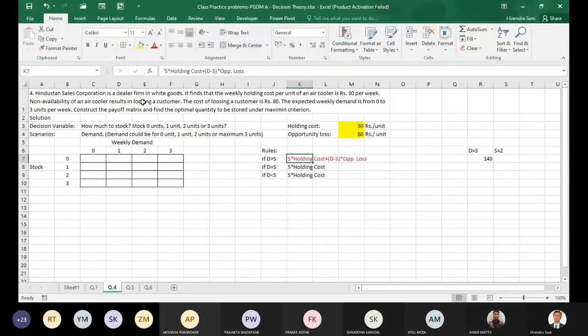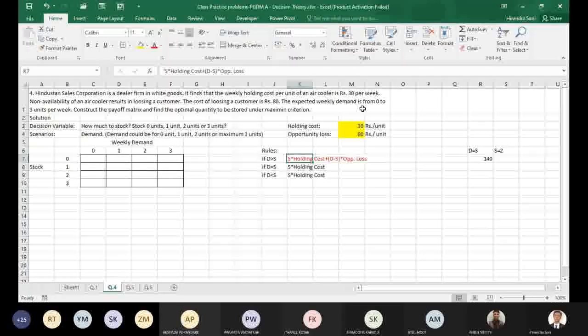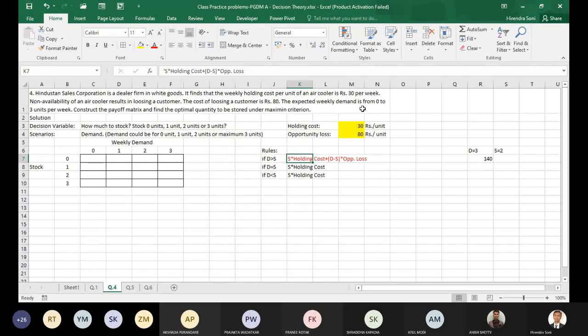Hindustan Sales Corporation is a dealer firm in white goods. It finds that the weekly holding cost per unit of an air cooler is rupees 30 per week, and non-availability of an air cooler results in losing a customer, which costs you 80 rupees. The expected weekly demand is from 0 to 3 units per week. So that says that the maximum that he should stock per week is 3. So that means he can take a decision of stocking either 0 units, 1 unit, 2 units, or 3 units. We have to help him find out what should be the ideal number of units that he should stock.